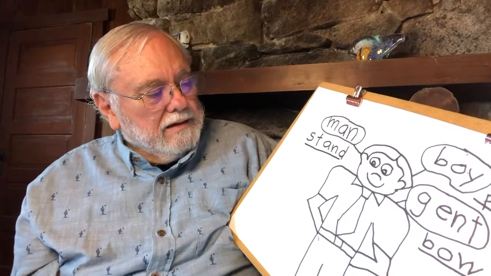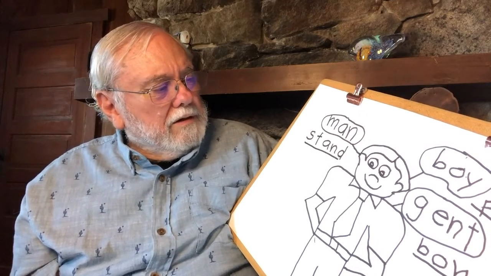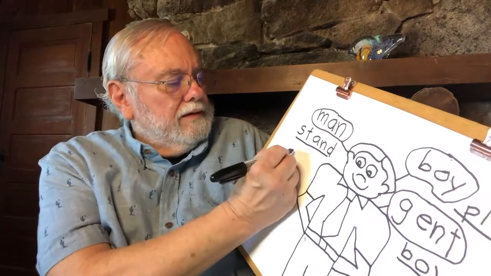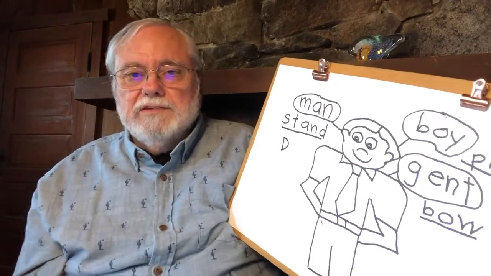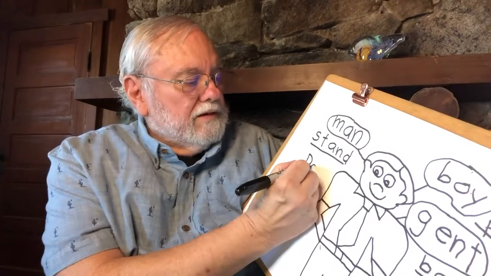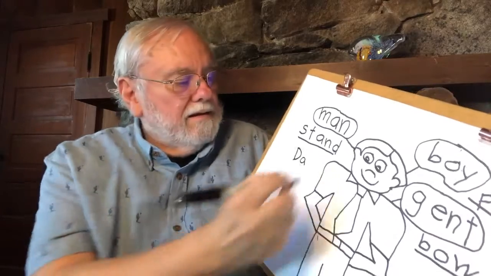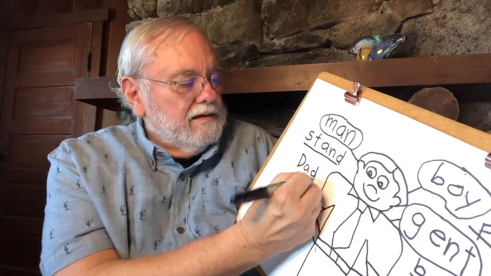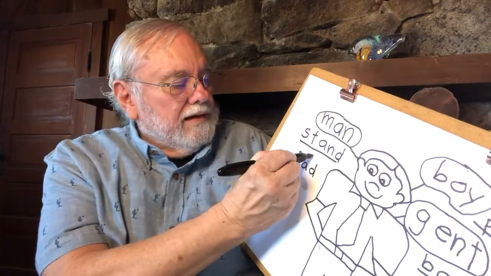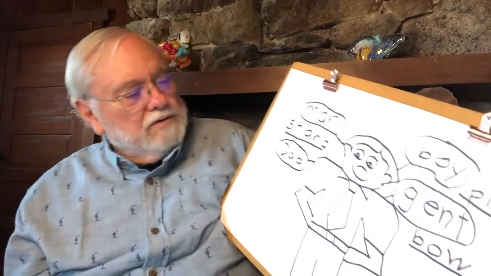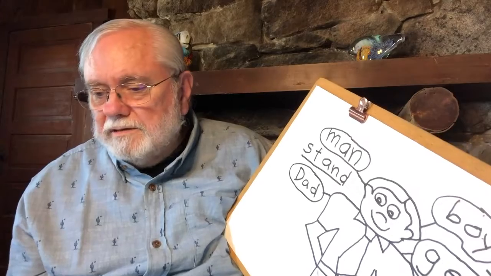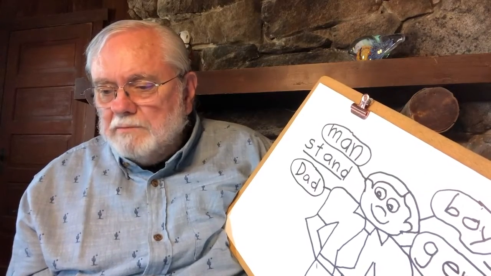Let's see. Can we call him anything else? Let's start with a D. What's the sound of D? D. What's the sound of A? A. What's the sound of D again? And if we put those together, what do we have? Now we could call him a dad. So we've got all kinds of things that we can call him. What's something that a dad might do?